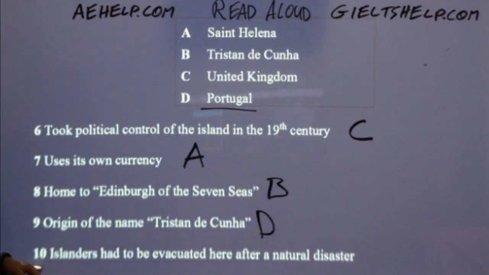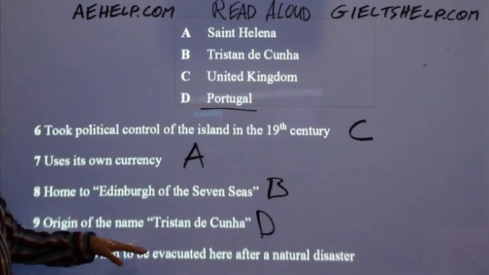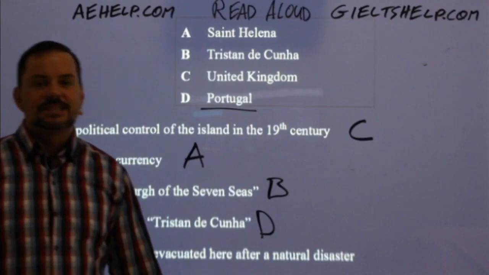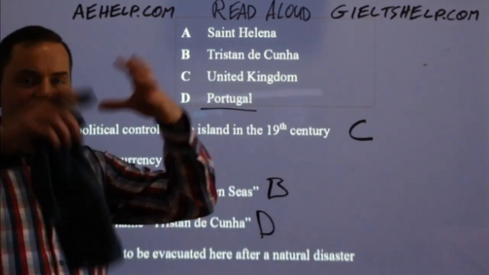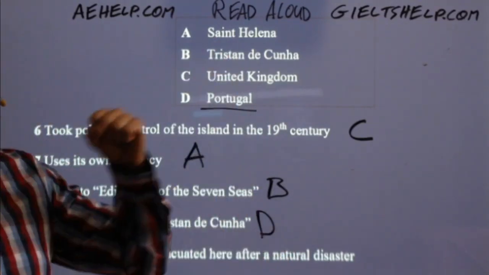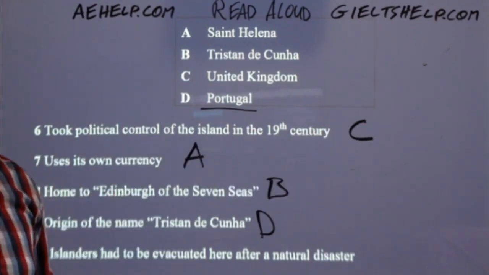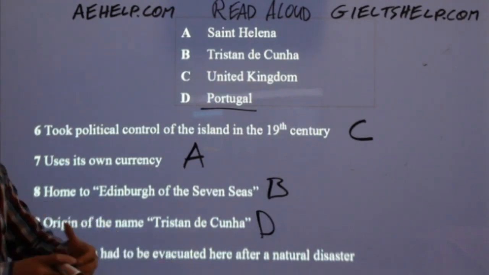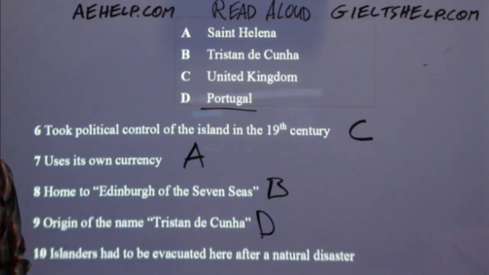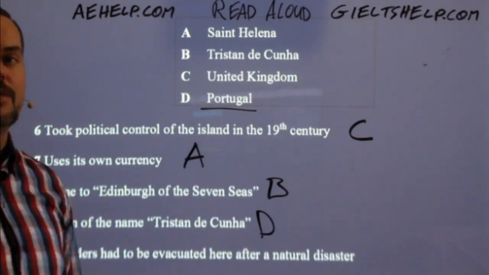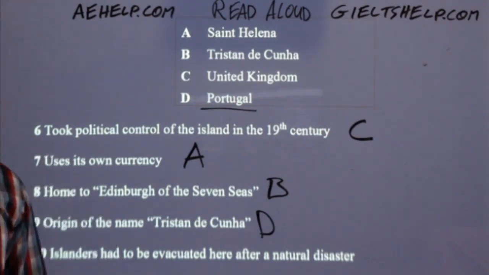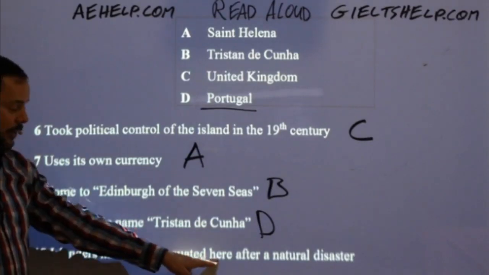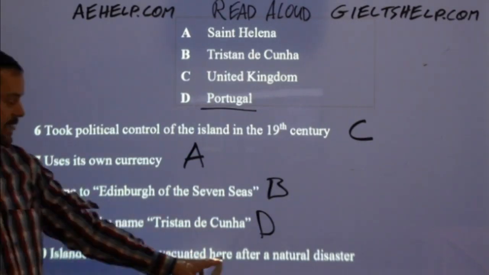Number 10. Islanders had to be evacuated here after natural disasters. So when the volcano exploded, all of the people on the island had to get out of there. They fled. Evacuate means to rescue the people from one place or to move them quickly from one place. Where did they go when the volcano erupted? Okay, this is where they went from. Had to be evacuated here. It means they had to go here.